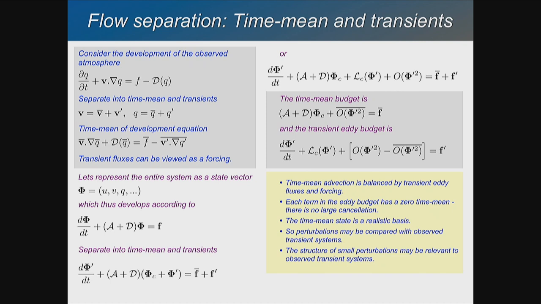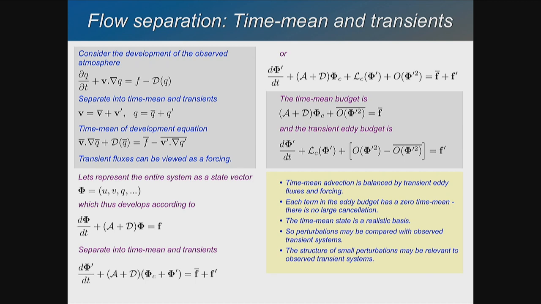damping on the time mean, the time mean of the forcing, and this term, which is the time mean transient eddy fluxes. Well, this is a kind of non-divergent expression, but it doesn't make any difference. The time mean eddy fluxes can be interpreted as a component of the forcing, right? That's a kind of intuitively easy to understand way of looking at it.